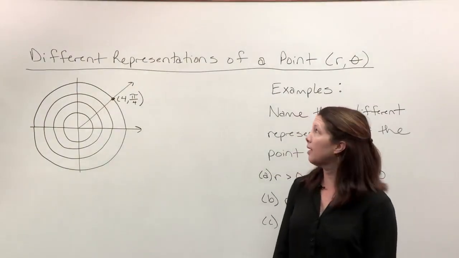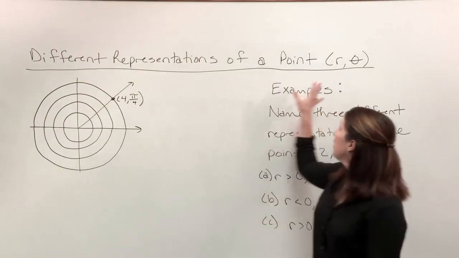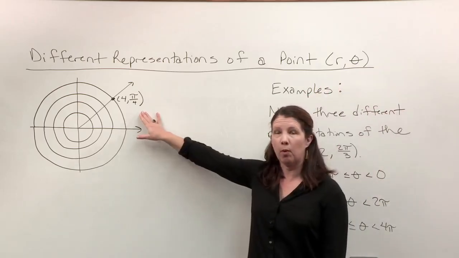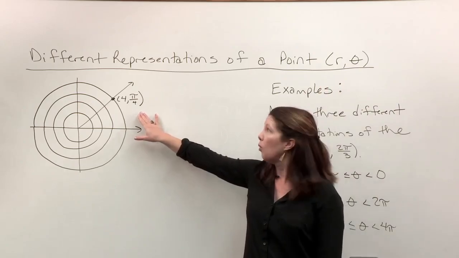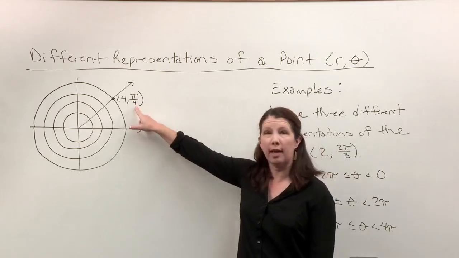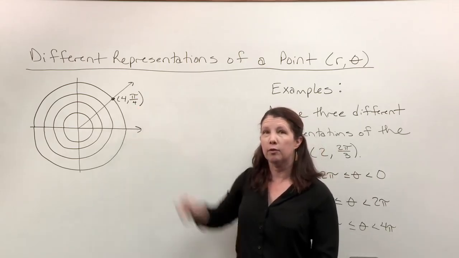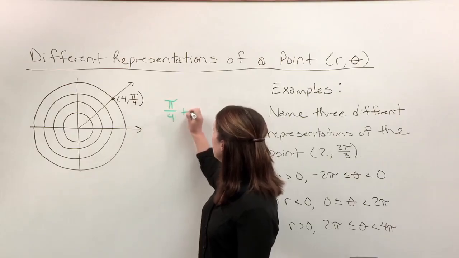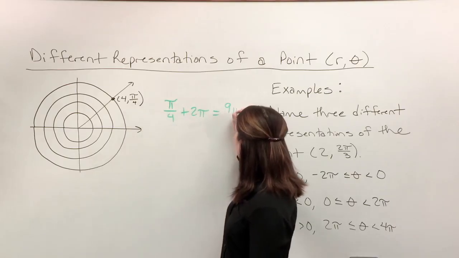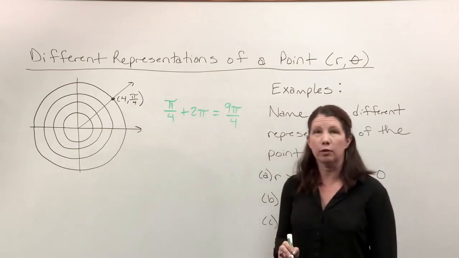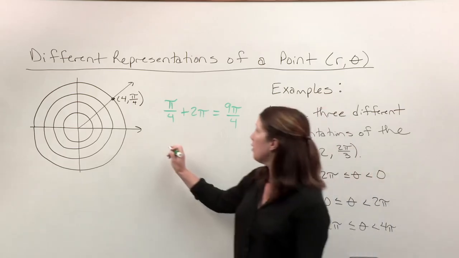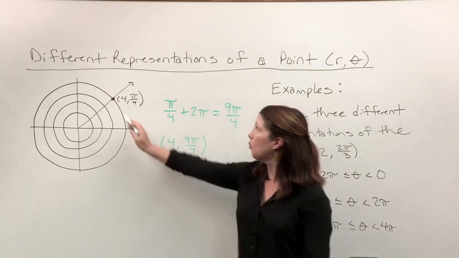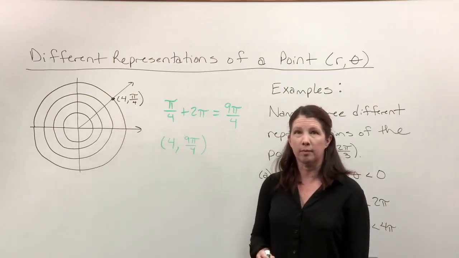As we just saw in our last example, there are different ways of representing a point on a polar plane. So let's take, for example, the point 4, pi over 4. We could represent the same point by using an angle that's coterminal to pi over 4. So if I take the angle pi over 4 and add 2 pi, I get an angle 9 pi over 4 that is coterminal to pi over 4. Therefore, the ordered pair 4, 9 pi over 4 would lie on the same spot on the polar plane.